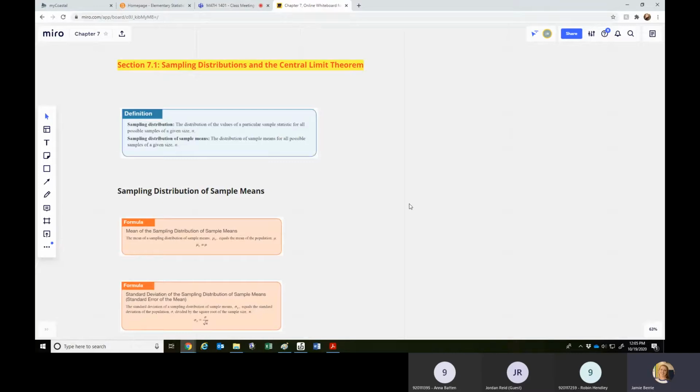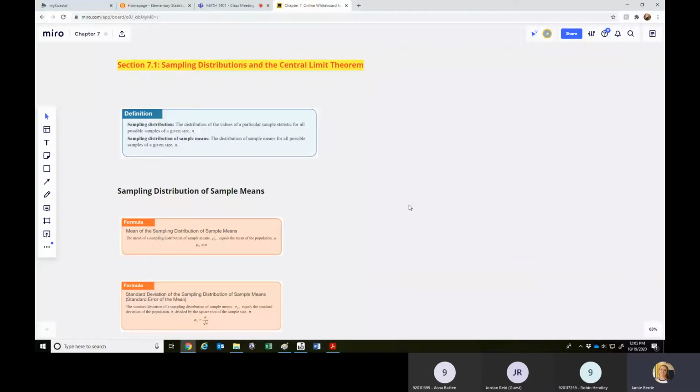All right, so let's move over here to our whiteboard. This section is called Sampling Distributions and the Central Limit Theorem. I could just start by reading you the definition of a sampling distribution, but it's kind of complicated even to me when you read it out loud.